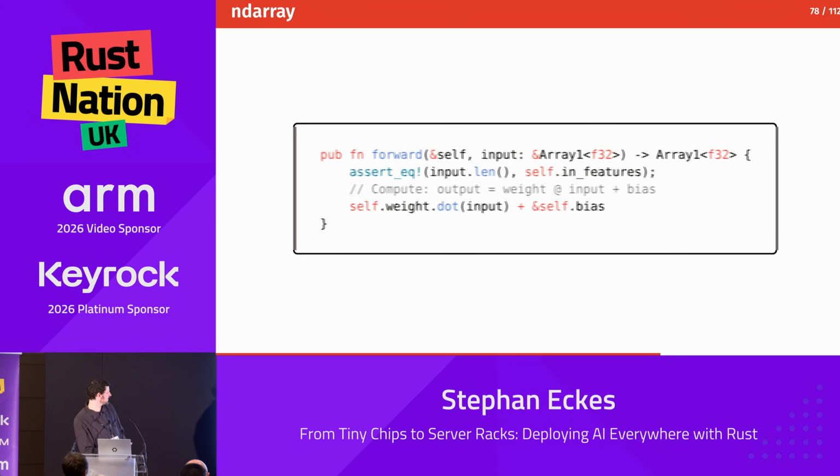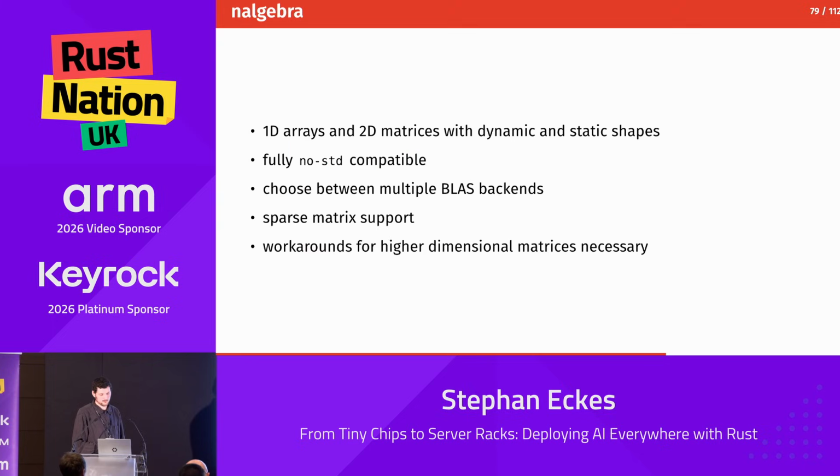So you see it's quite easy. You just have the weight and then the matrix multiplication with the input, and then you just add the bias. And then you already have a linear layer, which is used a lot in machine learning.